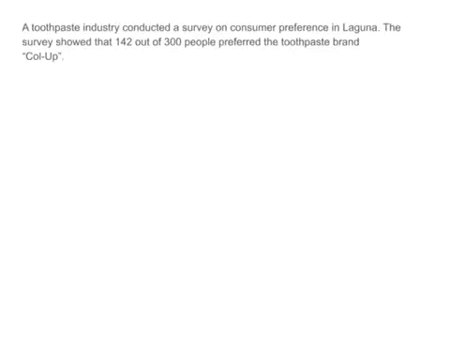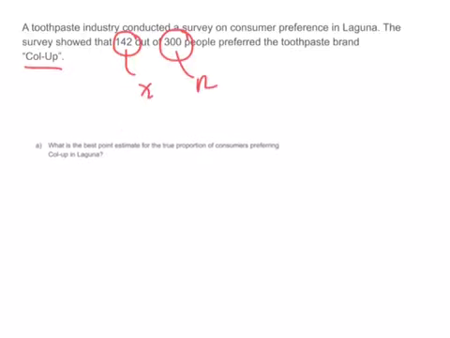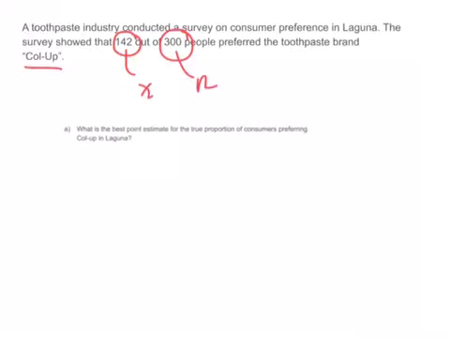So from this study, we can see that they surveyed 300 people, so this is our sample size. And 142 said that they prefer the toothpaste brand Call Up, so this 142 is our X. So the first task could be: what is the best point estimate for the true proportion of consumers preferring Call Up in Laguna?